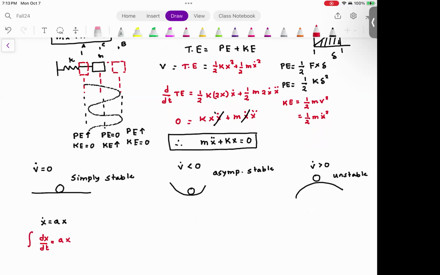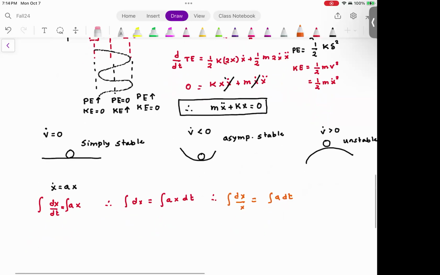How do you solve this? Integrate both sides. When you integrate both sides, you are going to have the integral of dx by x is equal to the integral of a dt. This is going to become ln of x is equal to at plus c.